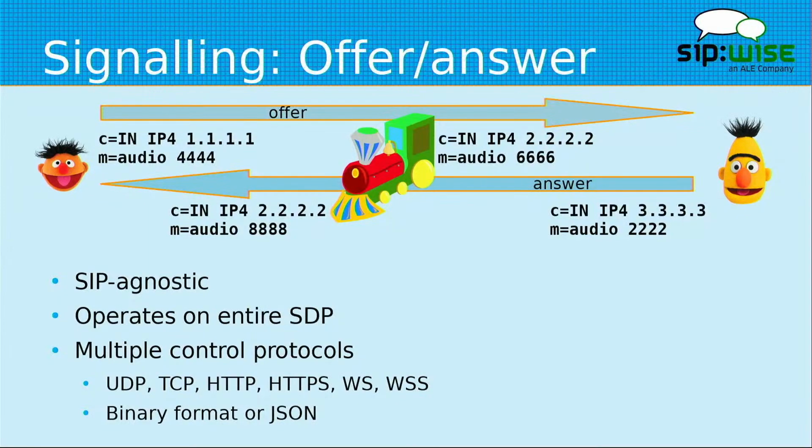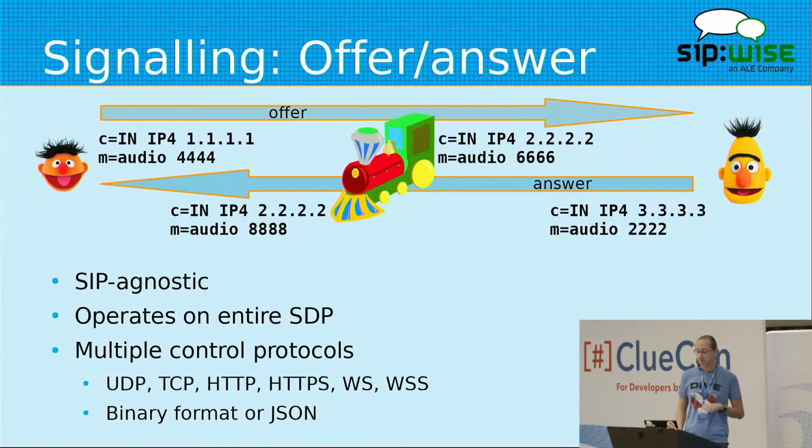Looking at the signaling part, you have your A and B here talking to each other, or E and B in this case. We implement the offer-answer model. In the most primitive use case, we're just replacing the IP address and the port with our own, so we can do the media proxying. In the most primitive use case, we don't interfere with the offer-answer model at all. Everything else is just pass-through.